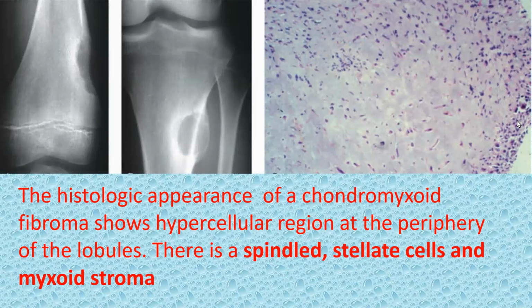The histologic appearance of chondromyxoid fibroma shows hypercellular region at the periphery of the lobules. There is spindle, stellate cells, and myxoid stroma. Look, you see, this is the myxoid matrix, which is hyalinic in nature. It's cartilaginous. You see, the activity is at the periphery of the lesion, right over here. Okay? And you see various types of cells.